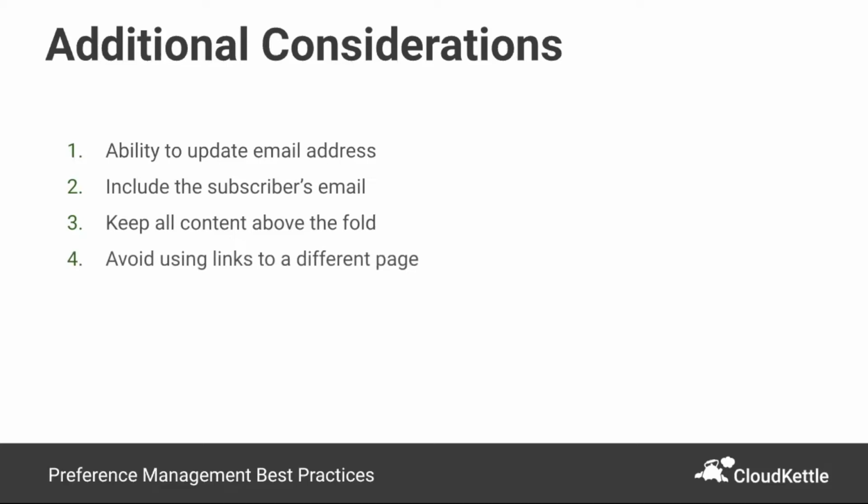Also, avoid using links that take subscribers away from your preference center to a different page. An example of this might be to view your terms and conditions. Instead, include that additional content in something like a collapsible section or a scrolling text box to reduce the bounce rate on your page. If you're sending multilingual emails, then you really need to make sure that you have a multilingual preference center. Might seem obvious, but so many companies overlook this.